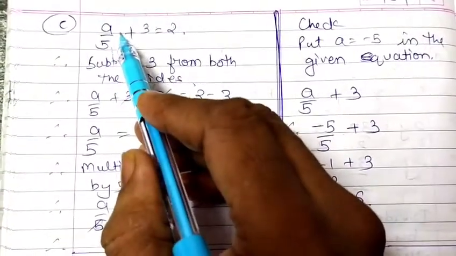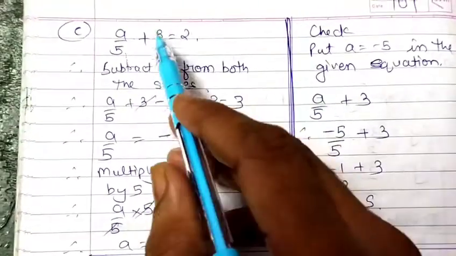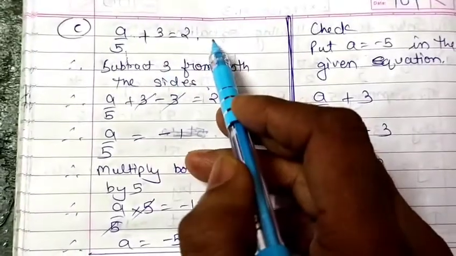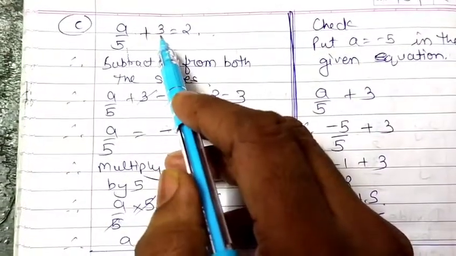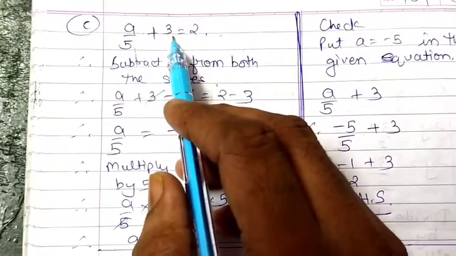If we multiply 5 over here, we have to multiply 5 over here also. So better try to transpose this 3 toward your right hand side. By transposing, positive 3 will become negative 3, or you can go with another method, that is our first method.